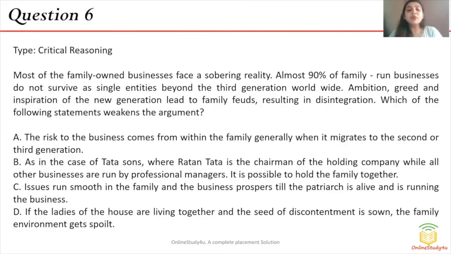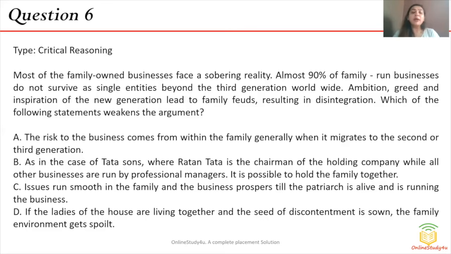The risk to business comes from within the family generally when it migrates to second or third generation. Now, we do not know, we cannot say. As in the case of Tata Sons, where Ratan Tata is the chairman of the holding company, while all other businesses are run by professional managers, it is possible to hold the family together. My major clue is that it is possible to hold the family together, which is exactly opposite of disintegration. So I will soft mark B as my answer option already. But always go through C and D. That's how we will follow the rule of elimination for every question.